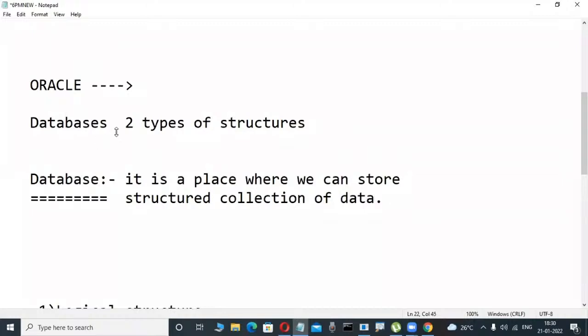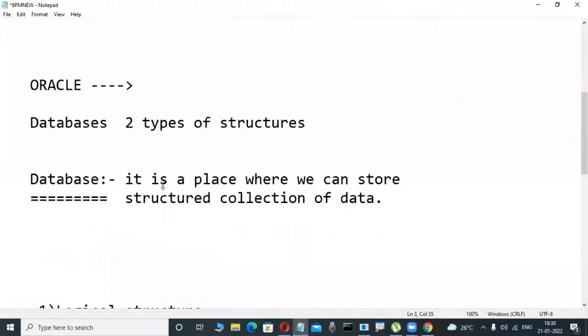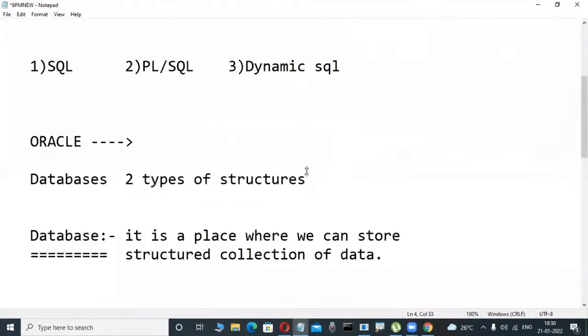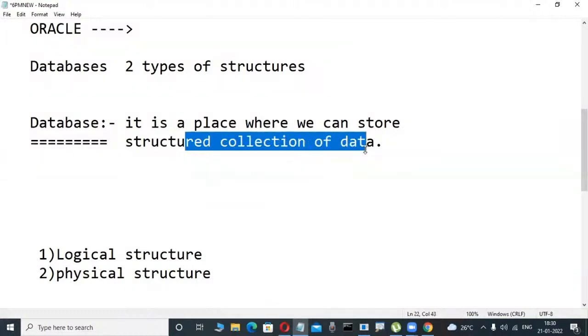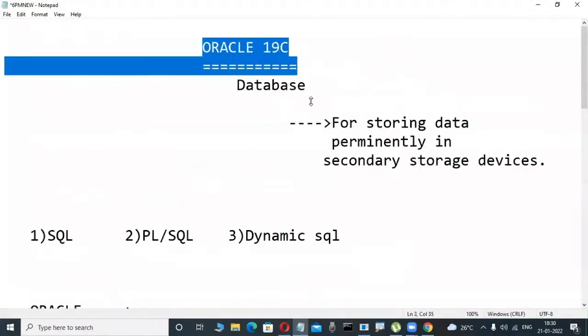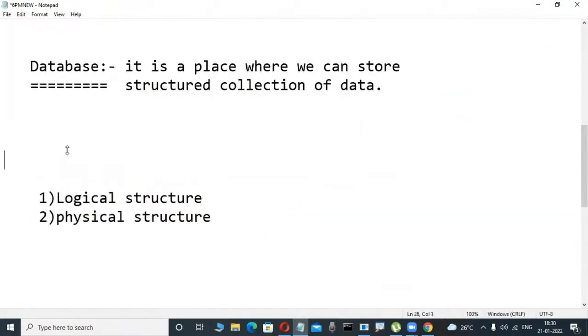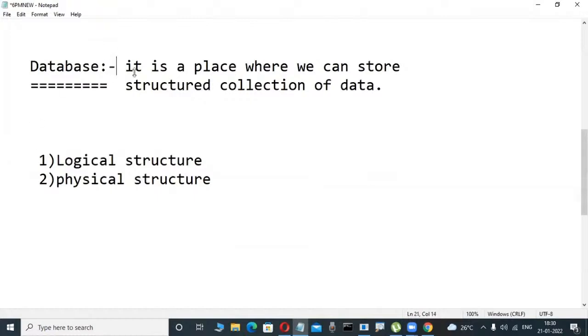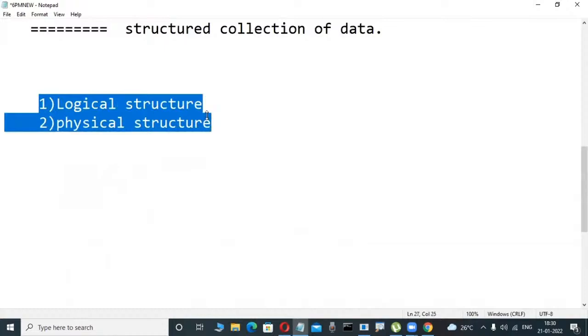Observe here. Whenever we install Oracle or any relational database software, what is a database actually? It is a place. Automatically some place is reserved in the hard disk, and in that place we can store a structured collection of data. But whenever we install these softwares, two types of structures are there: logical structure and physical structure. This definition I am not explaining today; you will understand it one of these days. First, two types of structures are there.